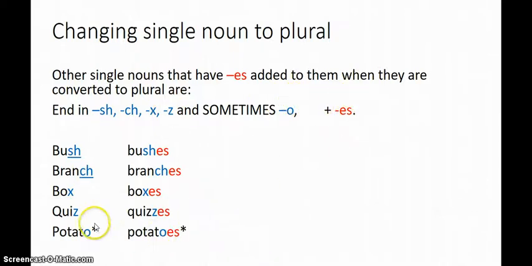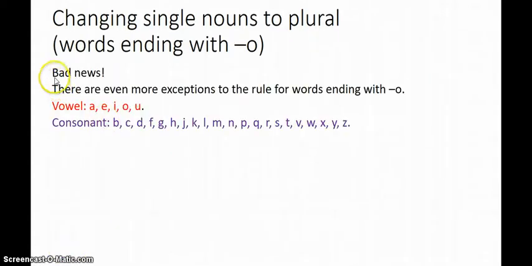Now you can see I've put a little asterisk or a little star next to the O because, unfortunately, bad news. There are even more exceptions and rules for words ending with O. And what are these? Now, in order to learn the rule for words that end with O, we need to make sure we know what a vowel is and what a consonant is.